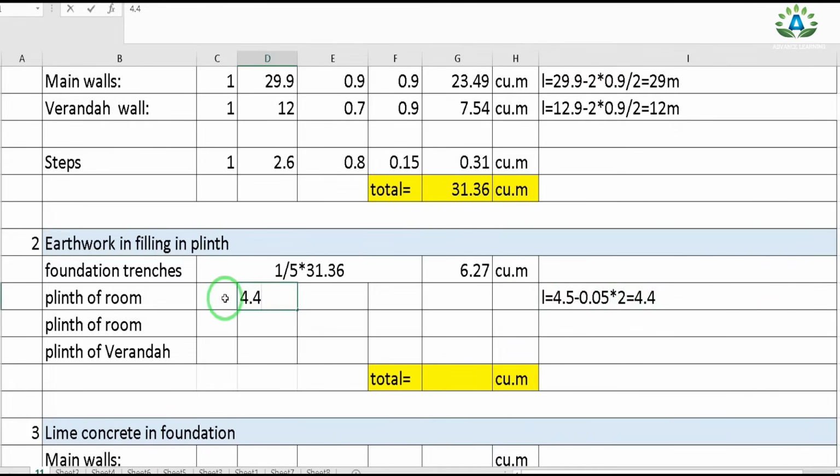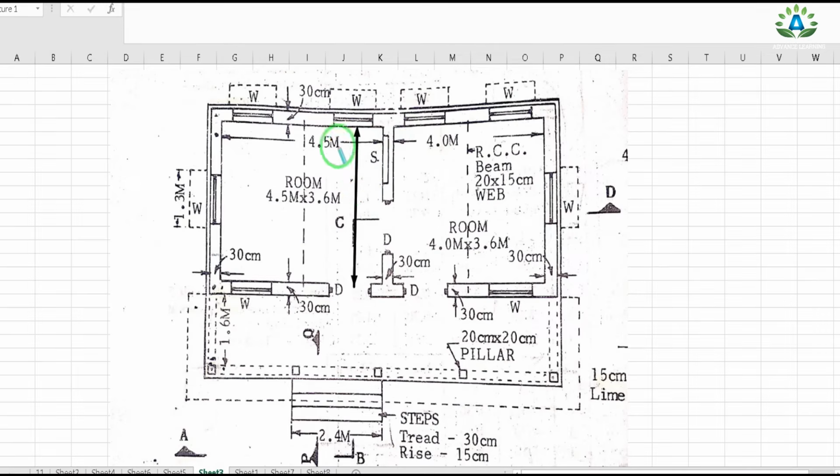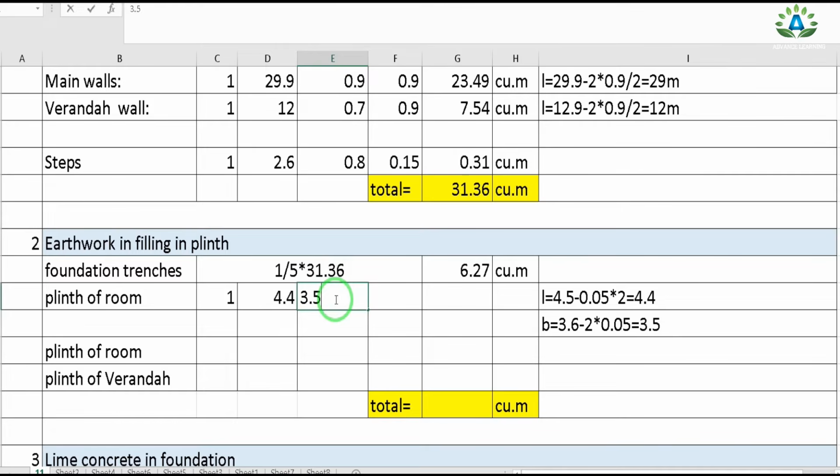And we have only one number of this room, and we have this vertical dimension of this room, that is 3.6 meter, and we need to subtract 0.05 from both these sides as same as previous process. So our breadth will be 3.6 minus 0.05 from one side and another 0.05 from another side. So we get 3.5 meter. So I can write the width is 3.5.